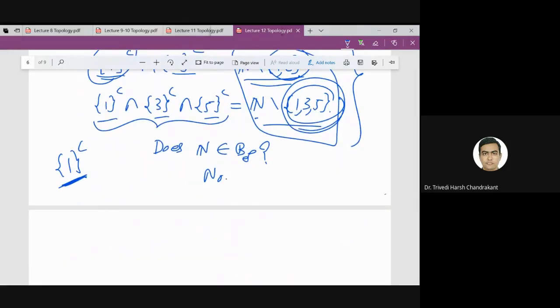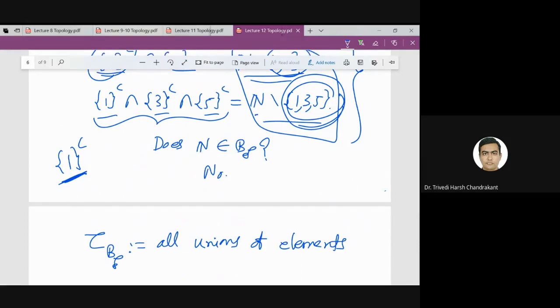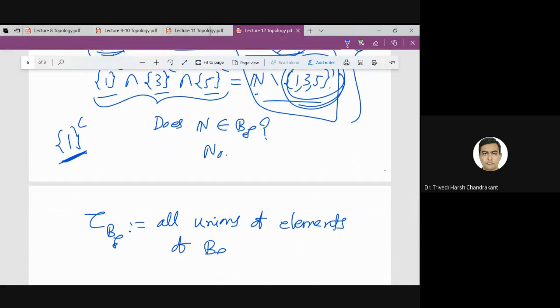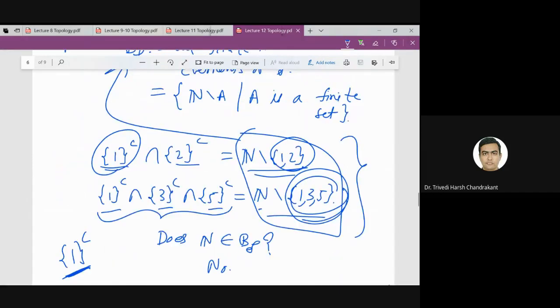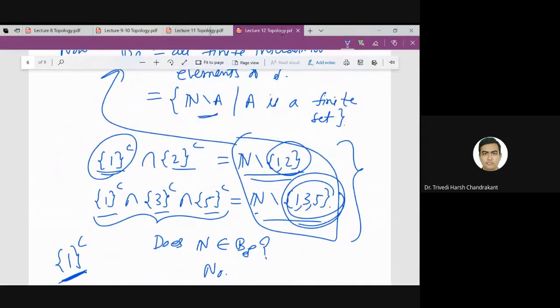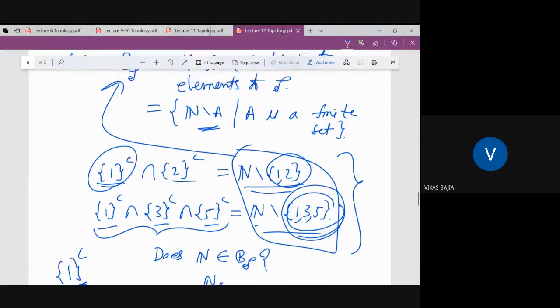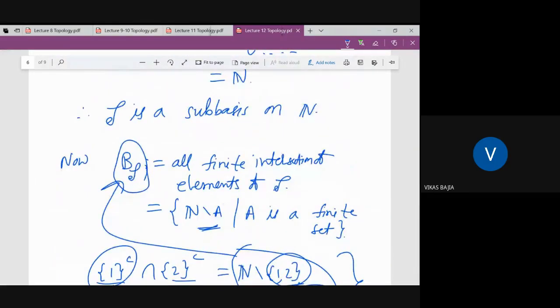Now, what will be the topology generated by the basis? That is all unions of elements of the basis, right? You take all unions of the elements of the basis. So we already know the complement of finite sets belongs to the basis. Does it form a basis? This we have not yet confirmed.